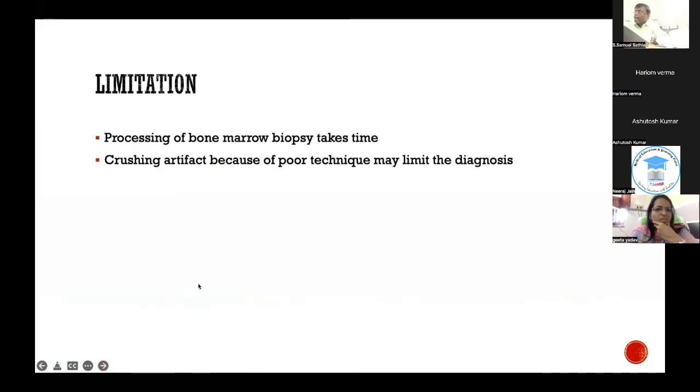But there are certain limitations of bone marrow biopsy also. One thing is it takes time to process. Like in aspirate, we can see the smear. We have done the bone marrow aspiration in the morning, and we can see the slide in the evening, and we can clearly make out the conclusion. But for biopsy, it takes time, at least 1 week. And sometimes the crushing artifact may be there because of poor technique, which may limit the diagnosis.